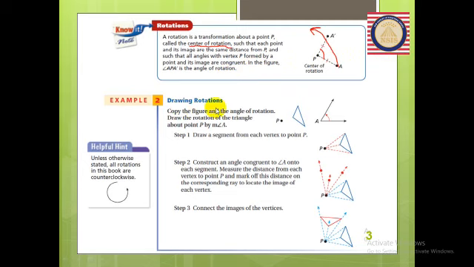How to draw a rotation. If you are given a figure like this and told to rotate this triangle about the point B with the measure of angle A, you're going to measure this angle A. If I measure it and it's 50 degrees, as an example, what I'm going to do is connect this point to all the vertices of the figure.